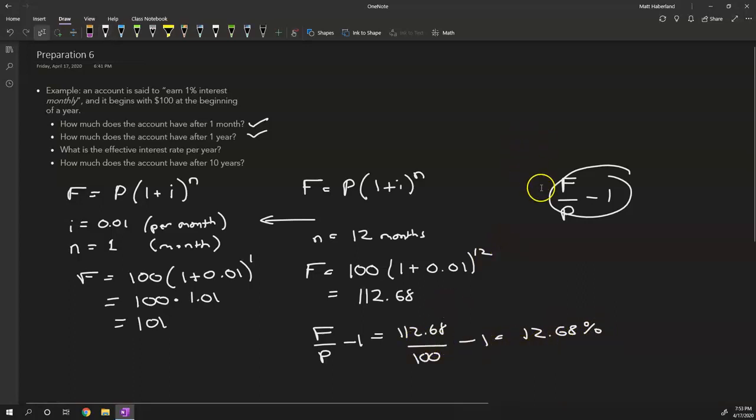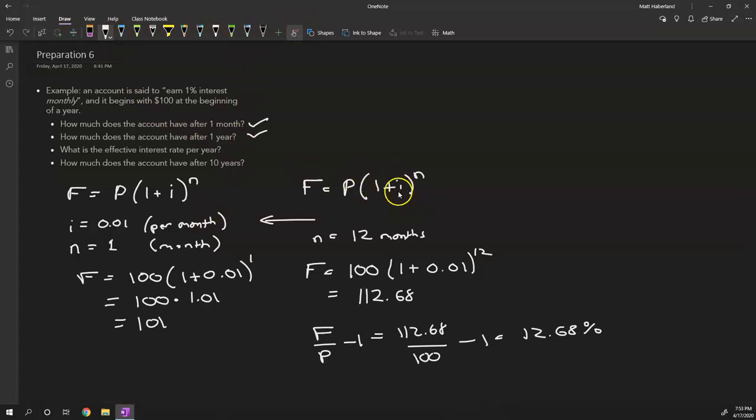And then how much does the account have after 12 years? Well, there's two ways that I could do that. I could say, well, I'm just going to use the same formula here, and I'll plug in an interest rate of 1%, and n is going to be in months. Or I could use I for the year that I've just calculated here, 12.68%, to the number of years. So let's do it both ways, and we'll see that we get the same answer.